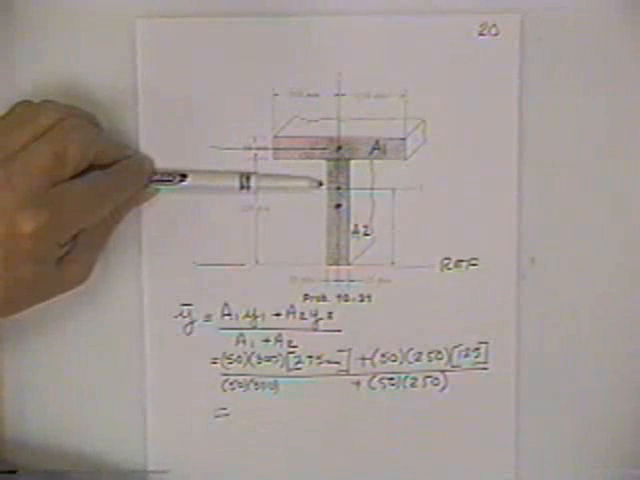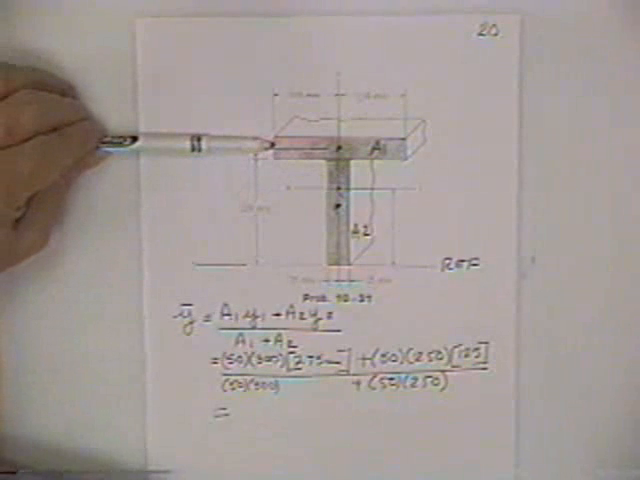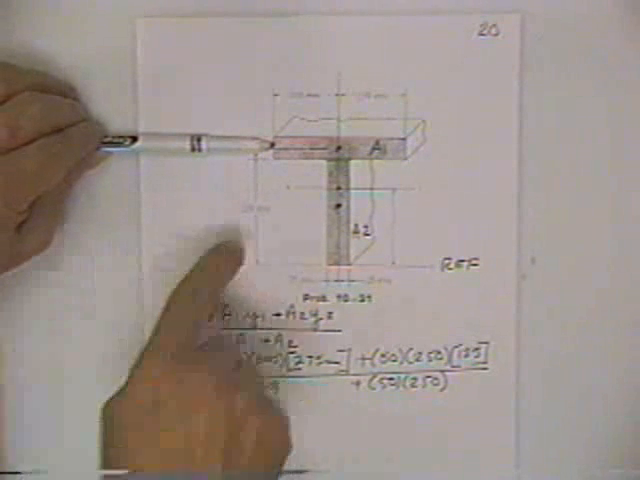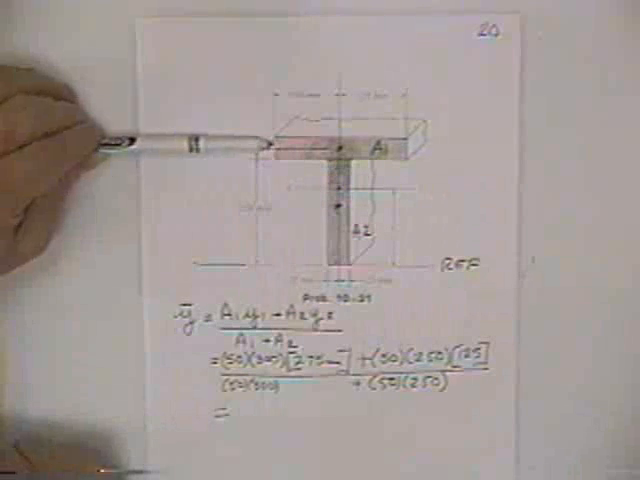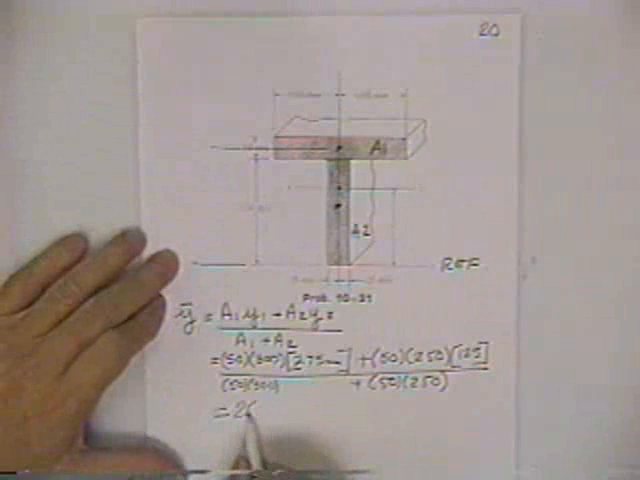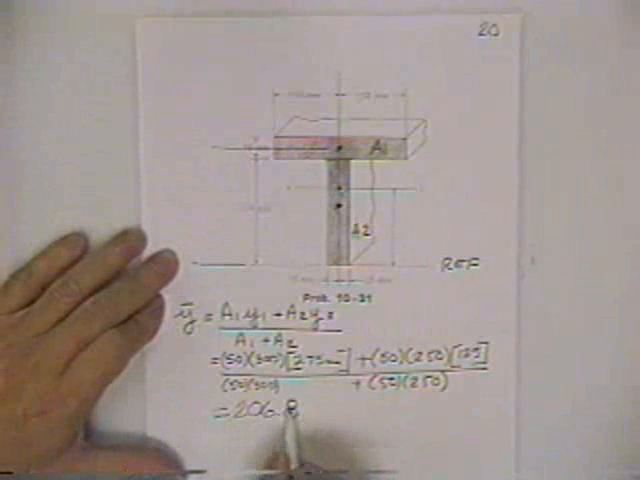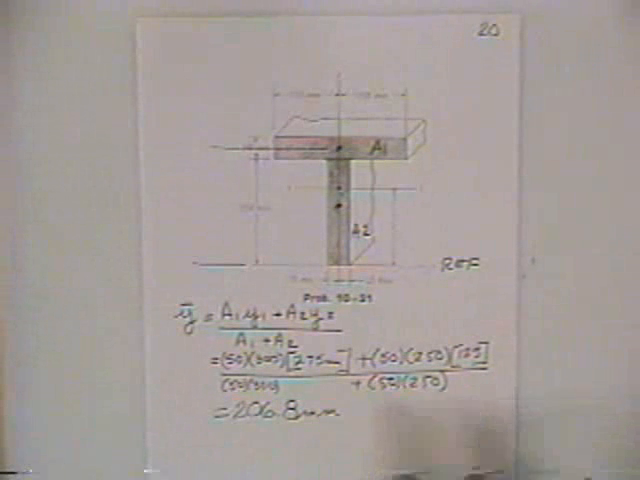In other words, if you get 280 millimeters, there's no way that you could balance that piece of cardboard cut in the shape of a T about a line on a knife edge right through here. What'd you get? 206.8 millimeters. So probably the answer in the book might be 210, something like that.